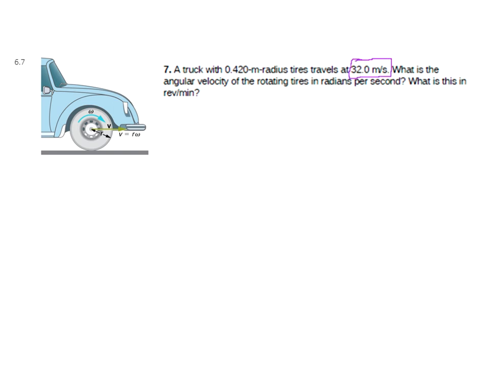It's always good to have a sense of what those numbers are. And my general recollection is that miles per hour is about twice meters per second. It's actually more than that. I think it's about 2.2 or 2.25. So 32 meters per second is about 70 miles per hour. So that's a reasonable speed for a truck to be going. What is the angular velocity of the rotating tires in radians per second? So again, this is a fairly straightforward problem.